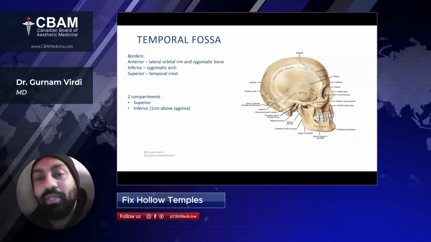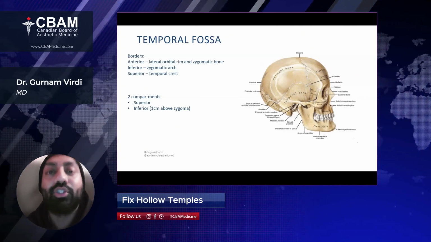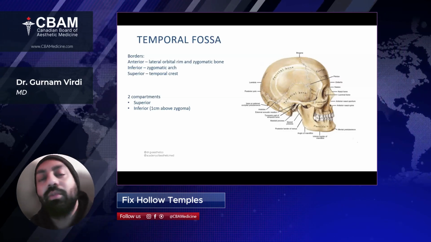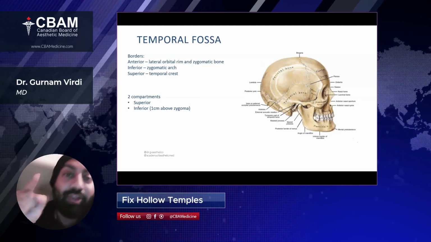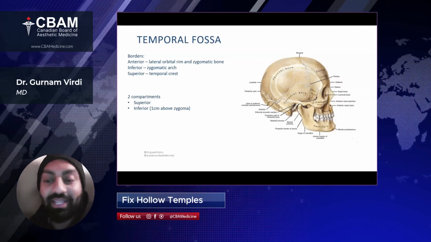So this is something we need to be very cautious about in terms of product choice. So this is why now we want something with a very high G prime that is extremely cohesive. So where you put it, it practically stays in that region.